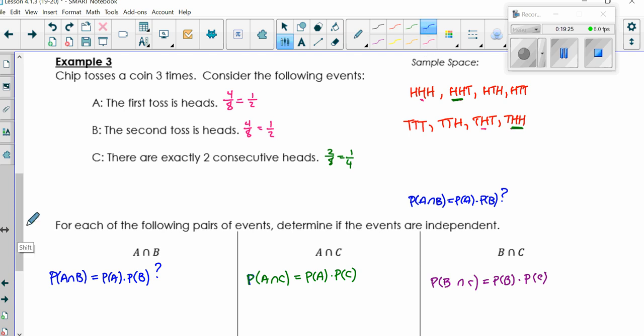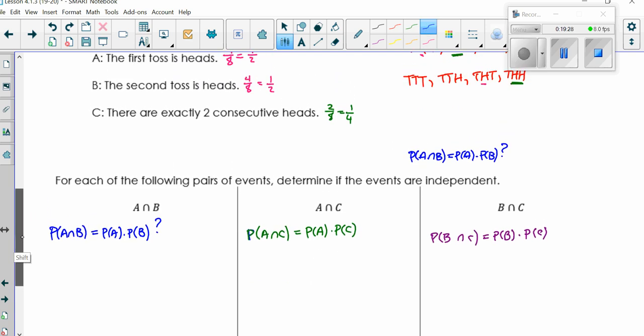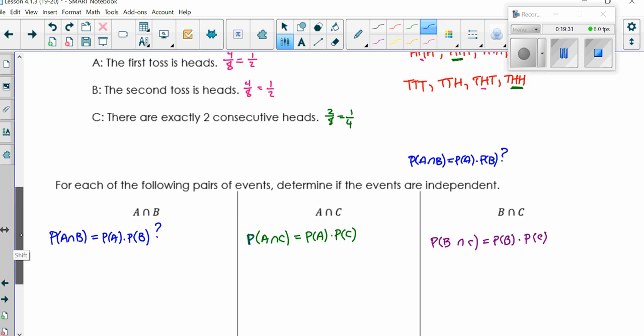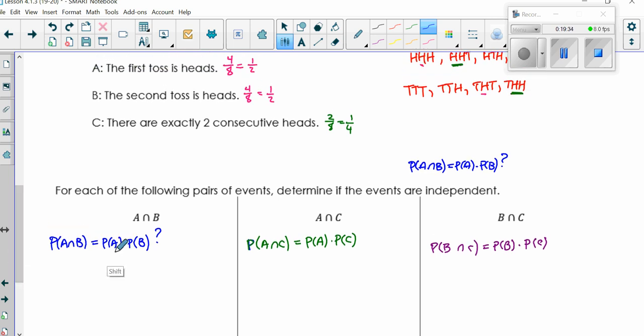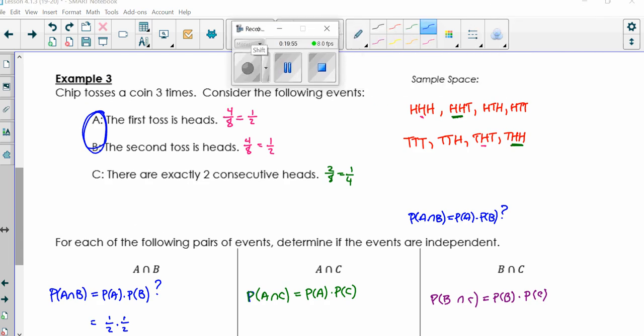Okay, so now what I can do is I can just substitute in here. Okay, so I know that the probability of A is 1/2 times the probability of B I just also found is 1/2. And then I have to go find the probability of A and B. Remember, that means that both of these things need to happen at once. So what is the probability that the first toss is heads and the second toss is heads? Well, when I go back over here, let's see. The first and second toss are heads. So that would be 1, 2, no, no, no, no, no, no. So I have 2 out of 8.